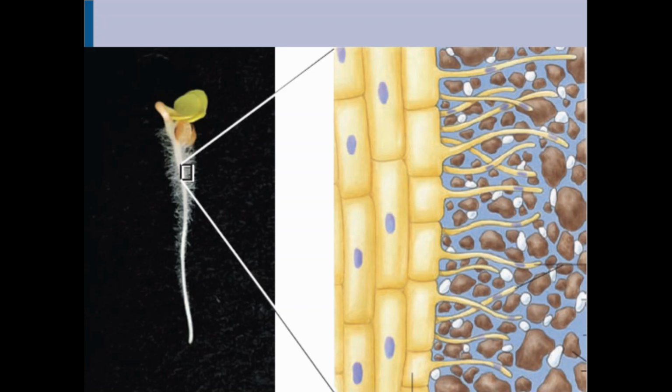The roots don't have buds and internodes to produce leaves, so that is why all the growth is from the apical meristem.